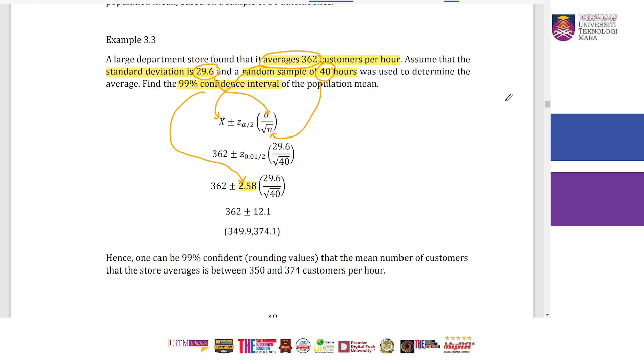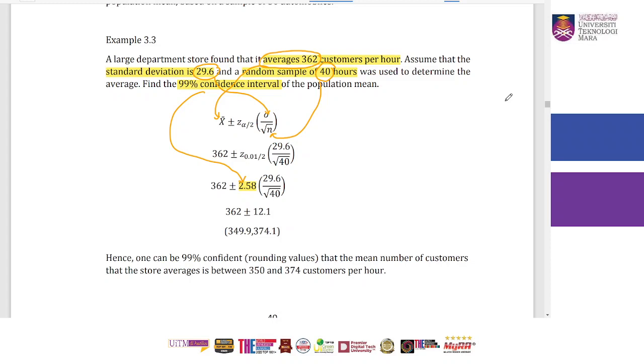Okay, variance populasi, so variance populasi diketahui ataupun tidak. Apakah dia punya point estimates, mean dia berapa. Berapakah dia punya sample size? Adakah sample size dia besar ataupun kecil? So, besar maksudnya lebih besar ataupun sama dengan 30. Kalau kecil, kurang daripada 30.